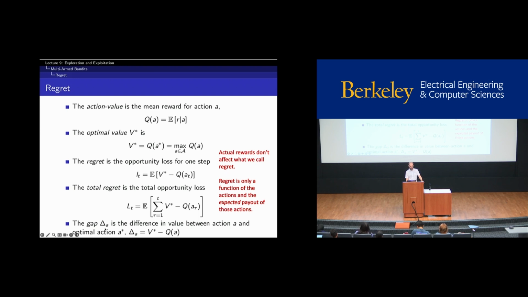The other term that I defined for you before is the gap, delta A. That's how suboptimal a given action is. So the actual rewards don't actually affect what we call regret. Regret is just a function of the actions and the expected payout of those actions. That's just a bit of a subtlety, which is maybe a bit confusing, so I'm just putting this clarification on this slide.